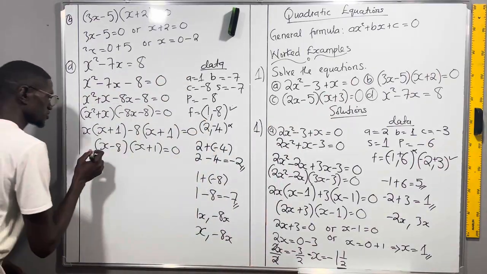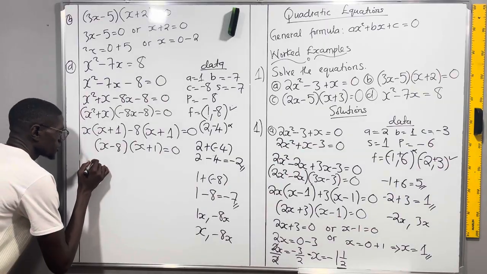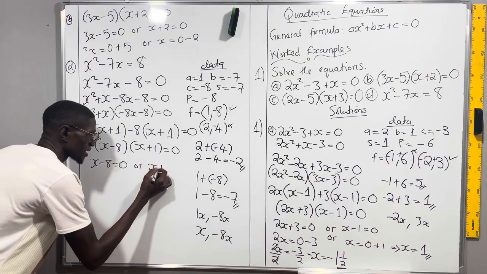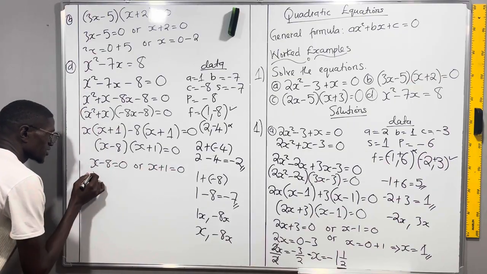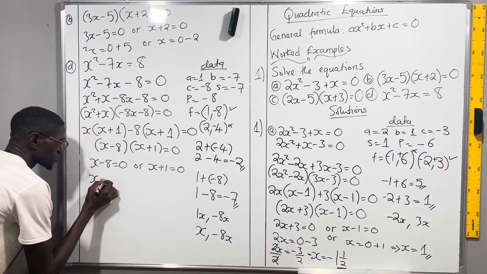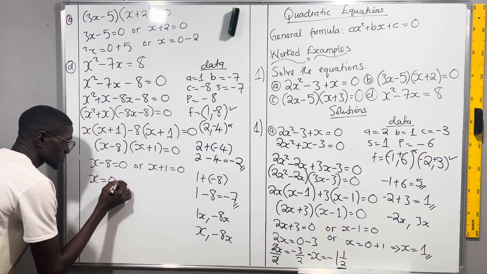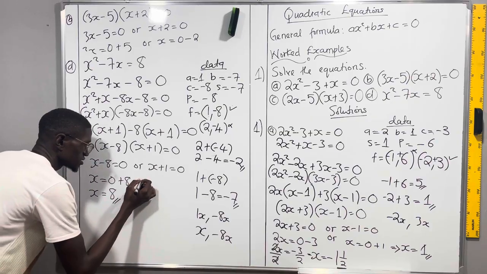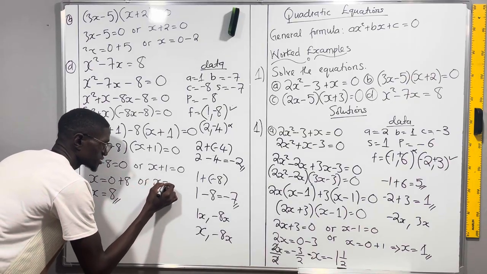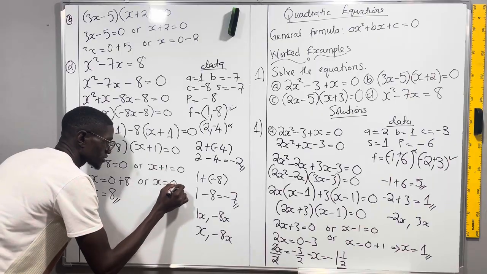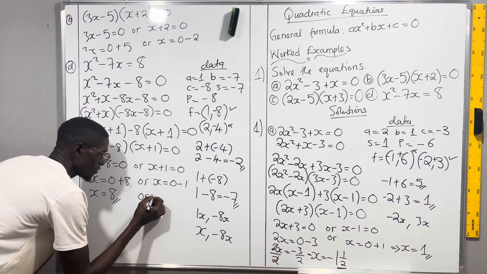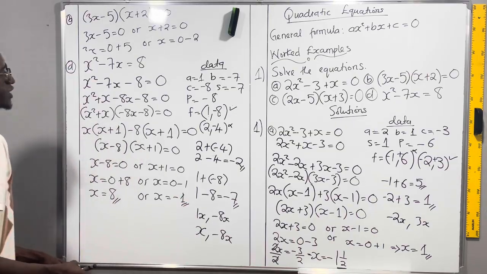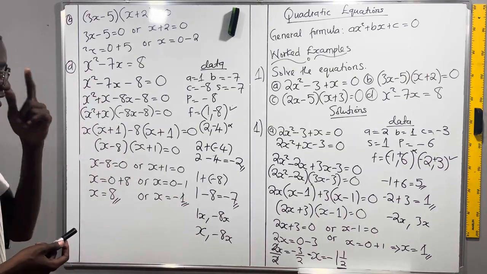At this point, we need to equate each bracket to 0. So meaning it's going to be x minus 8 is equal to 0, or x plus 1 is equal to 0. And then we solve for x. X is equal to 0. When this negative 8 crosses, it becomes a positive. X is equal to positive 8, or x is equal to 0. When this positive 1 crosses, it becomes a negative. Or x is equal to negative 1. And you are done. So that is pretty much that.